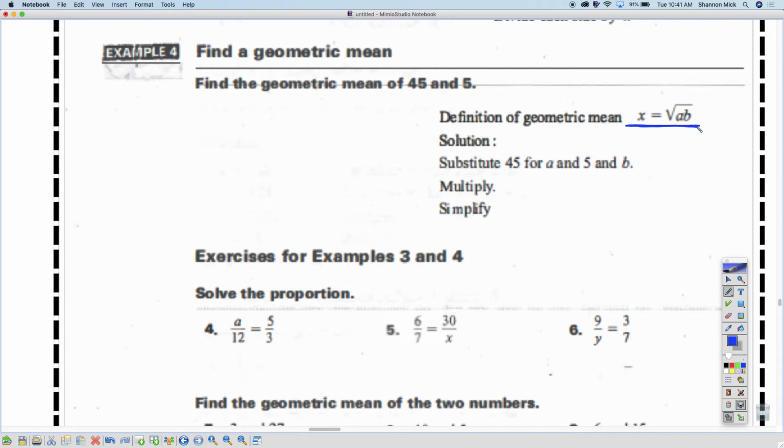Okay, so what do I do to them? Square root, right? X equals the square root of 45 times 5, right? Okay, well, the square root still. 5 times 5 is 25, so 5 carry a 2. 5 times 4 plus 2, 22. Oh, here's the number you should know. What's the square root of 225? 25. 15. Okay, so the geometric mean is what? 15.